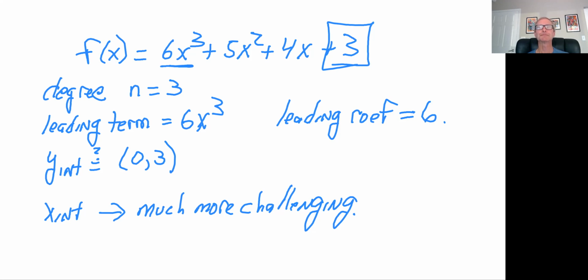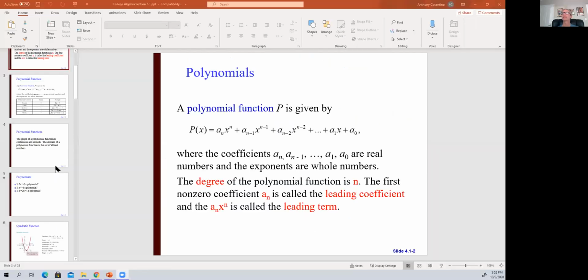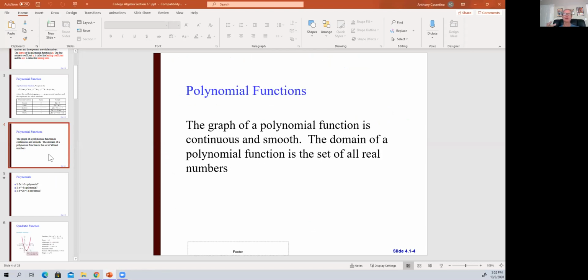Let me clear this and get back to some more definitions. So this is a really important concept about the graphs of any polynomial. So the graphs of any polynomial are continuous and smooth. So there's no jumps, there's no holes, there's no sharp corners. So very well-behaved graph.